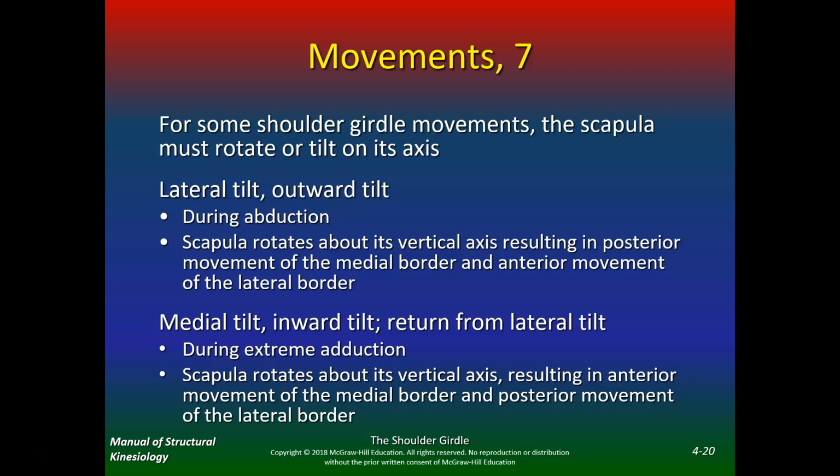For some shoulder girdle movements, the scapula must rotate or tilt on its axis. So it can do a lateral tilt, which is an outward tilt during abduction. The scapula rotates about its vertical axis, resulting in posterior movement of the medial border and anterior movement of the lateral border. Medial tilt, inward tilt, returns from lateral tilt during extreme adduction. So the scapula rotates about its vertical axis, resulting in anterior movement of the medial border and posterior movement of the lateral border. So these little tilts are important. Some people have extreme tilts, and that's what causes issues. And I'll show you some examples of this so you understand what these tilts mean.